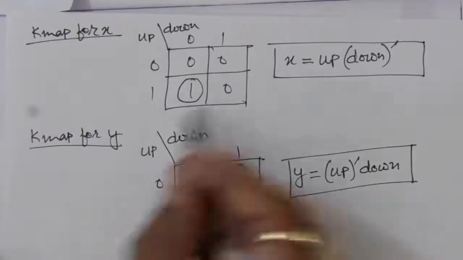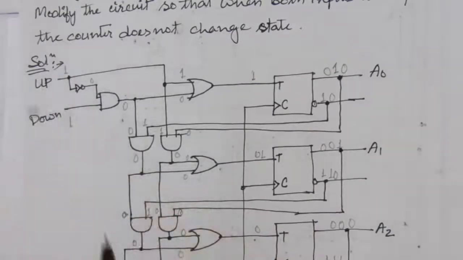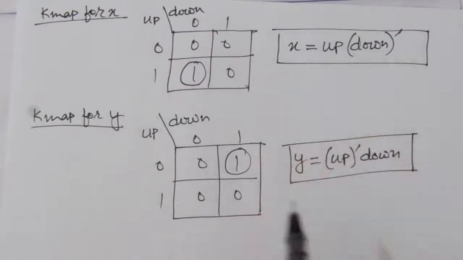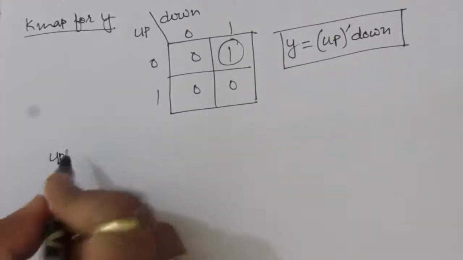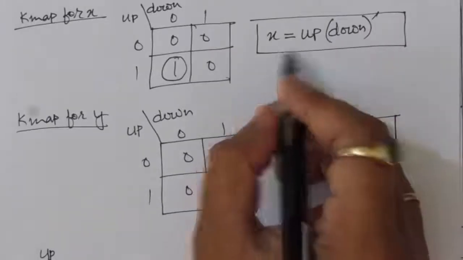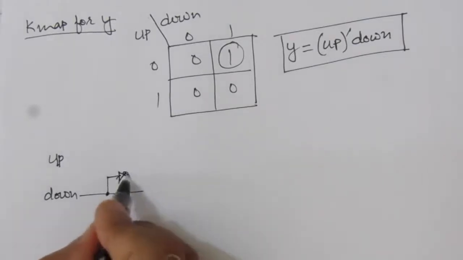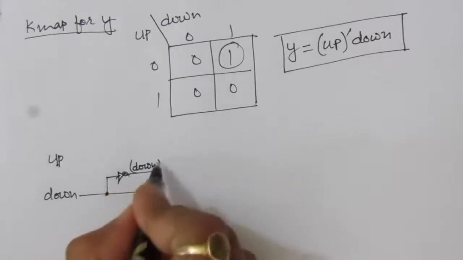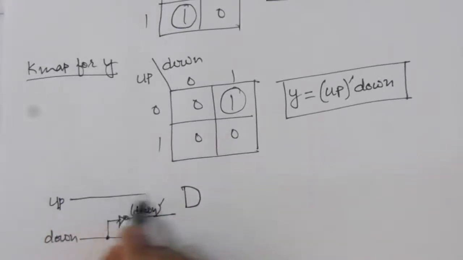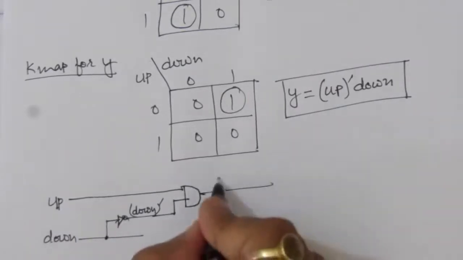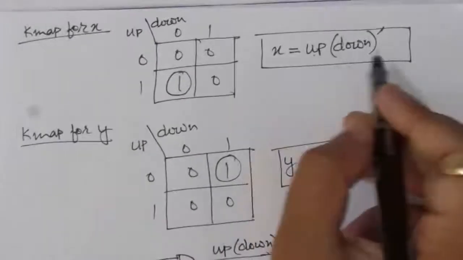So we have to add this logic to the input of this circuit. At the input side, from this point, we will have to insert this circuit. That means we have to add these circuit equations. Now let us modify up to X and down to Y. Suppose this is up, this is down. For getting X, we have to multiply up with down complement. So let us find the complement here. We'll have down complement, and we multiply this down complement with up. Use an AND gate, with one input up and the other down complement. Here we get up into down complement. That is X.